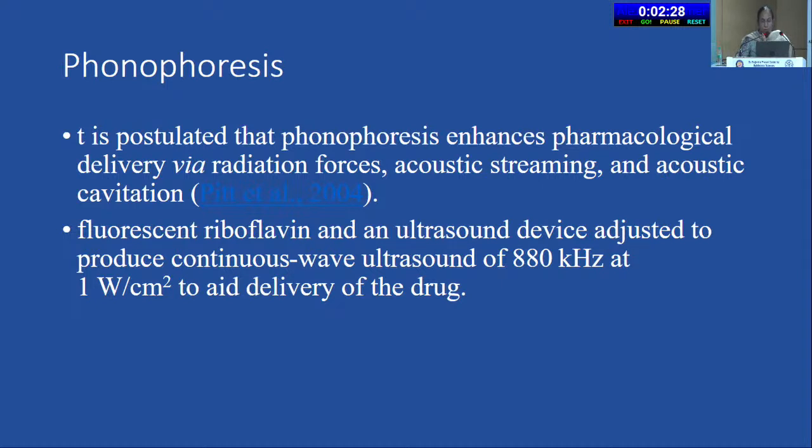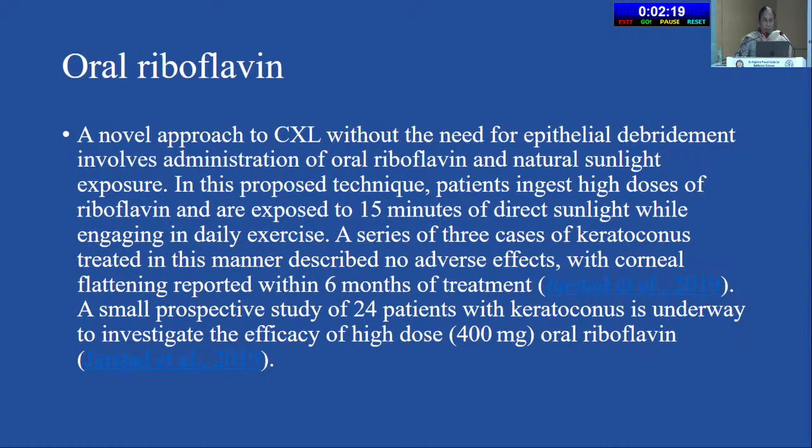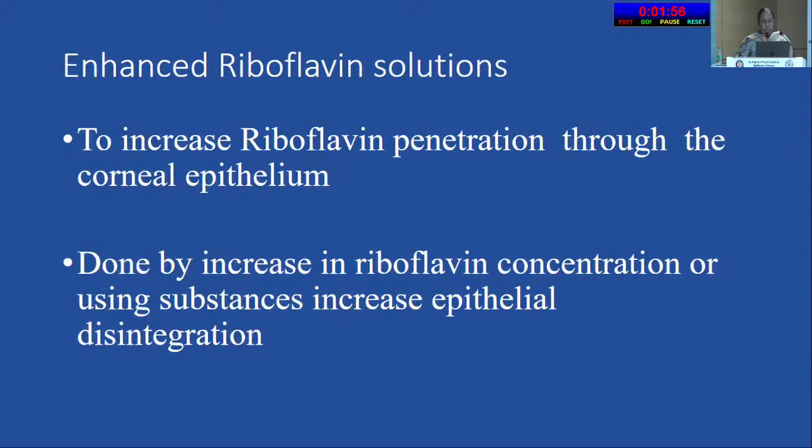There have been 1 or 2 studies on this, but basically they are animal studies. Here you found that actually the thermal levels are higher, so it may actually damage the endothelium. Oral riboflavin is a new approach without the need for epithelial debridement and involves administration of oral riboflavin and natural sunlight exposure. So the patients ingest high doses of riboflavin and are exposed to 15 minutes of direct sunlight while engaging in desi exercises. Very few studies are there on that, but here the disadvantage would be that they could have sun exposure and a quicker aging process.